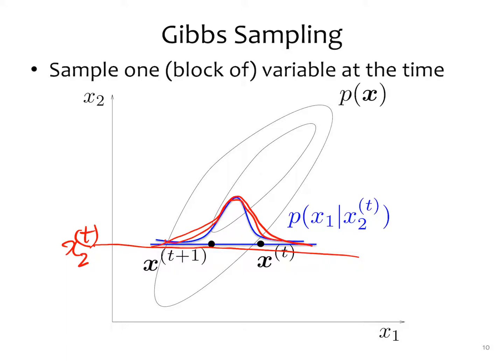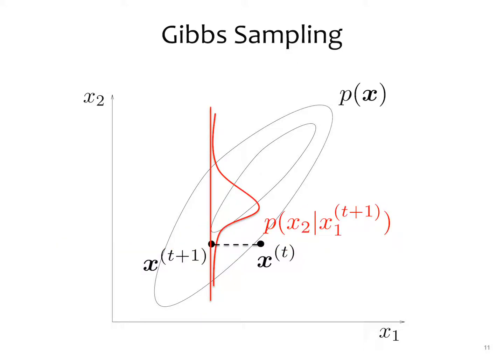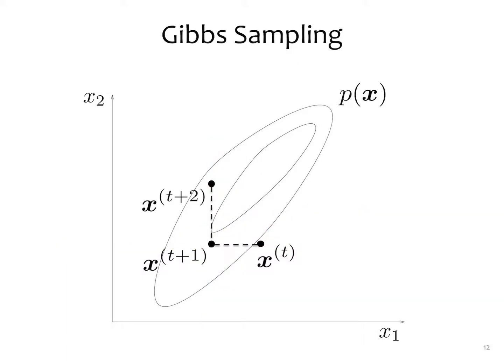So let's say the next sample is going to end up here. Next, I'm going to fix x1 and draw x2. So this is how it's going to look, right? That's the general idea. One variable at a time. Is the general idea clear? The general idea is very simple.